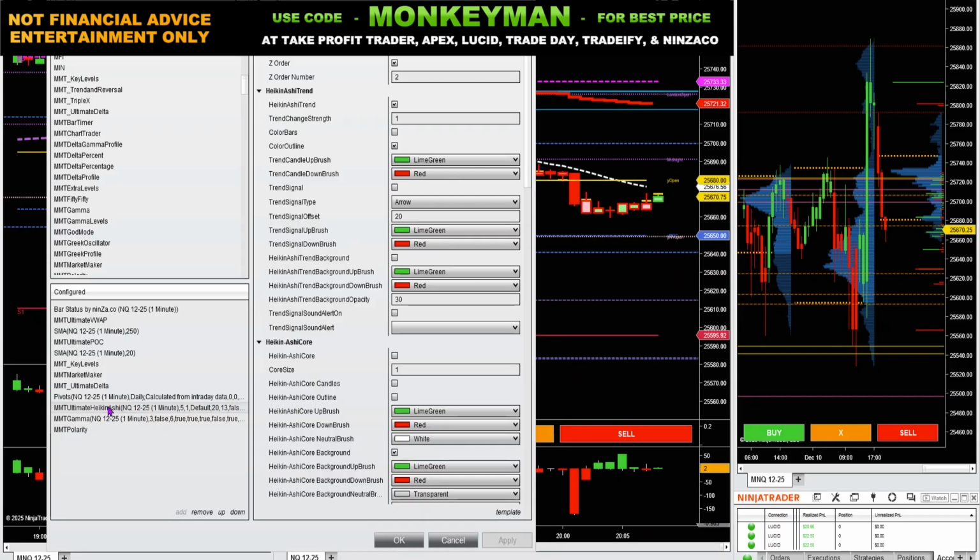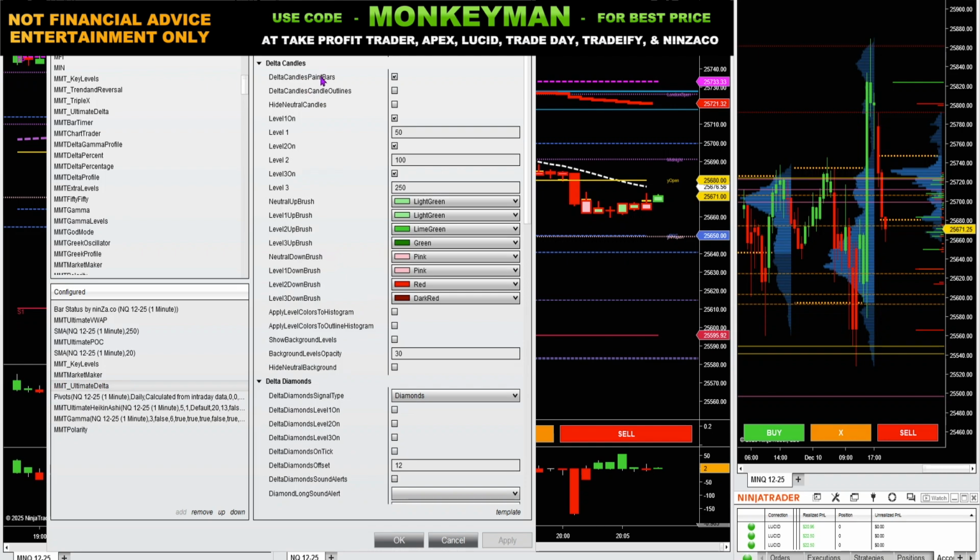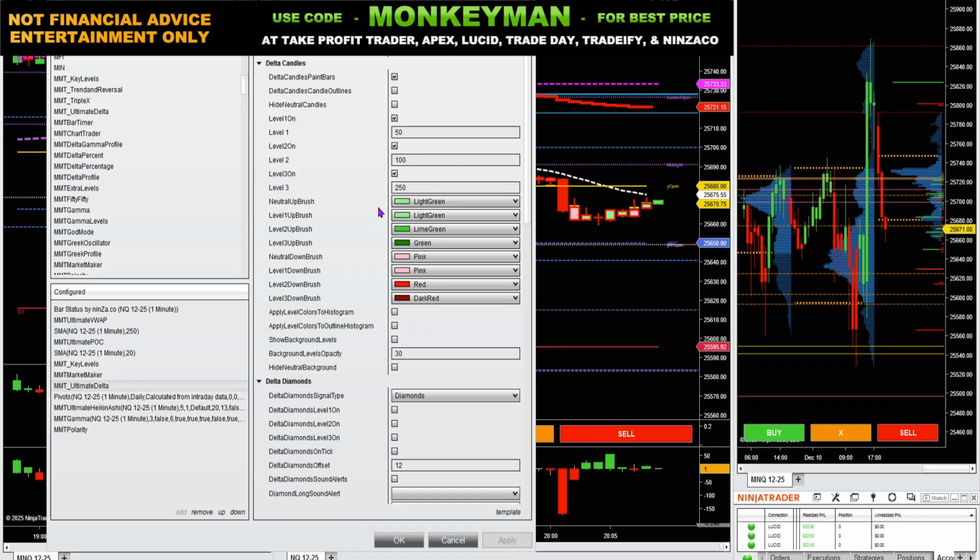So you can see here I've got the Ultimate Heikin Ashi. I'm using the Heikin Ashi trend, and I am not painting the bars, I'm just painting the outline. So I've got the outline checked on. For the Ultimate Delta, it's painting the bars but not the outlines. I've got level 1, 2, and 3 activated. For the neutral and level 1 up colors, I've got those the same. And for the neutral and level 1 down colors, I've got those the same. Then you can see my colors for the level 2 and the level 3. So that's when it exceeds 100 or 250.